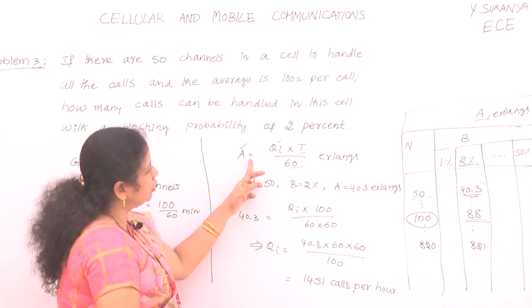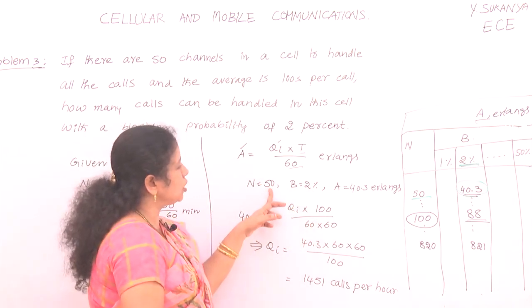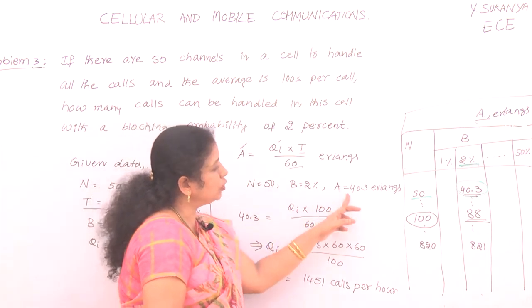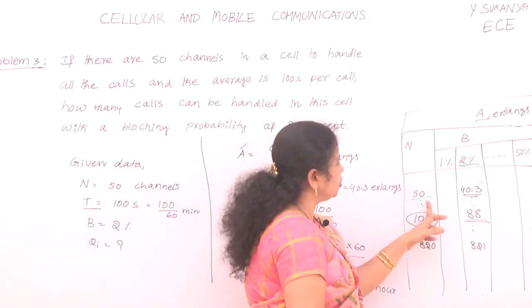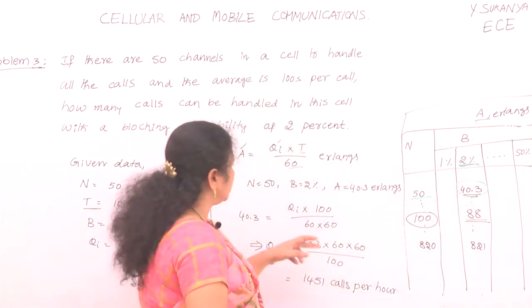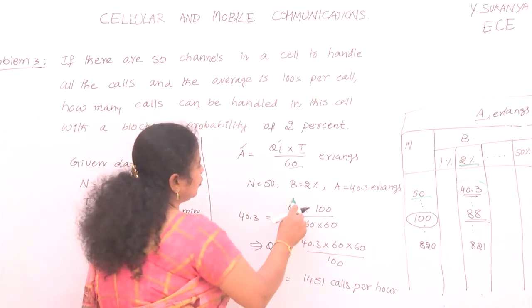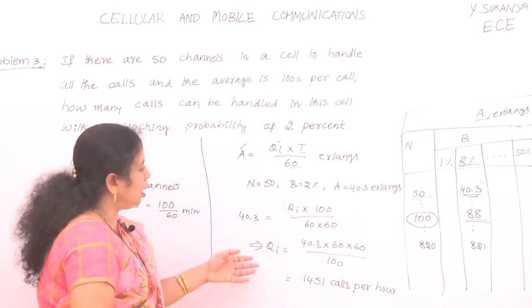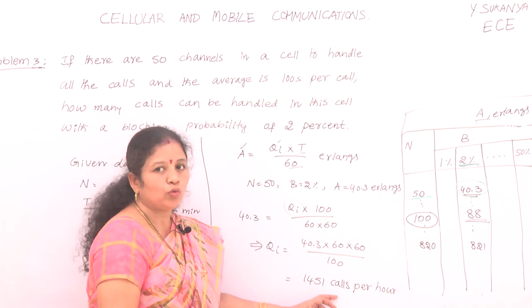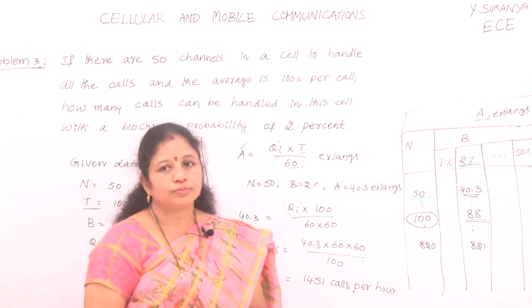So for a given blocking probability of 2% with the maximum number of channels 50, the offered load is found from this table, that is about 40.3. By using that data, 40.3, it is possible to calculate the value of Qi, and its value is found to be 1451 calls per hour.